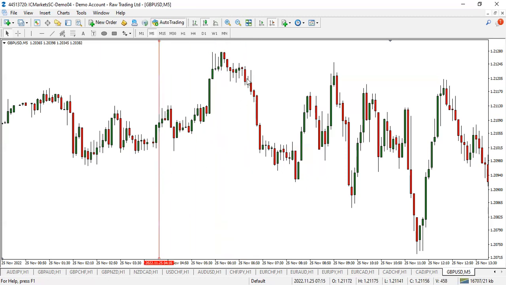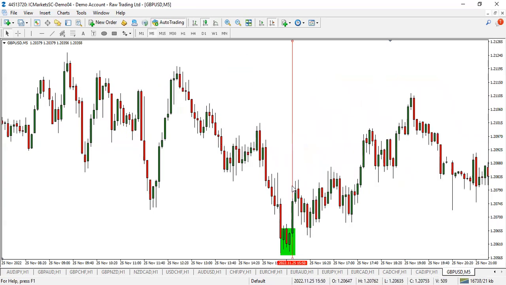So there should be a break of neckline, like for example here. And for this pattern, which is a sell pattern, an M, the candle that breaks the neckline must close bearish. It must close bearish. So when it closes like this candle here, once it gives a break of neckline and closes bearish, then you can sell, you can enter.